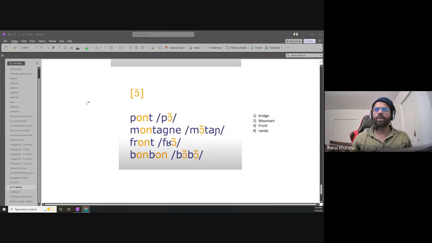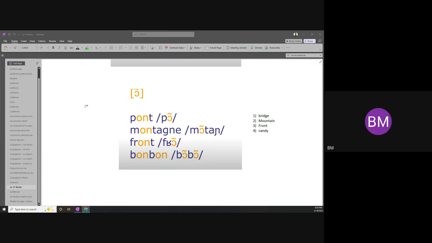Donc, on peut continuer. Le dernier son, c'est on. Pont. Montagne. Son. Bonbon.